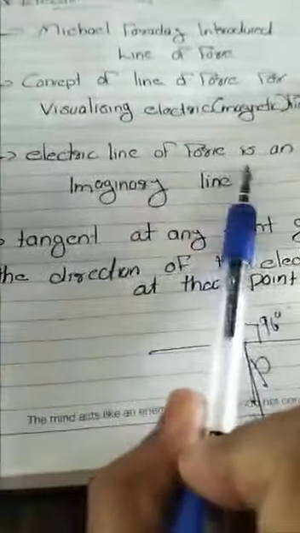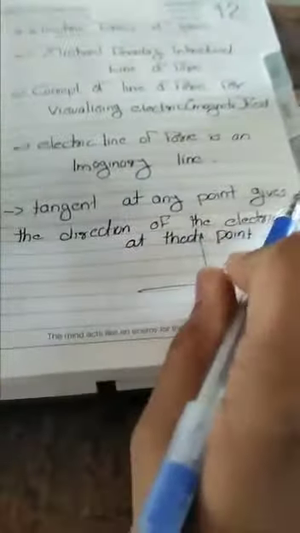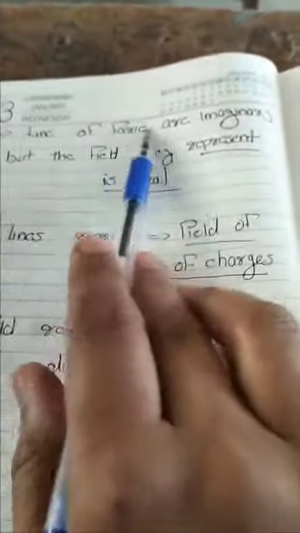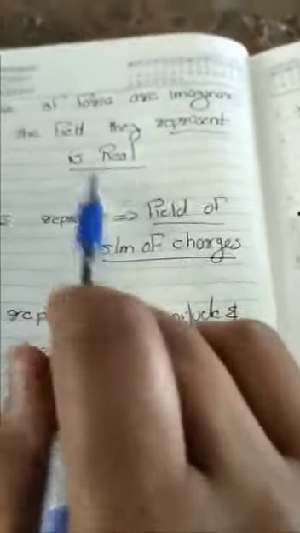The electric field lines were discovered by Michael Faraday. They are imaginary lines, not a true one. They help to visualize the electric field and the magnetic field, and at any point the tangent gives the direction of the electric field. So the direction of the electric field is the direction of the tangent at that point. Next, lines of force are imaginary, but the field they represent is real. So the electric field is real.